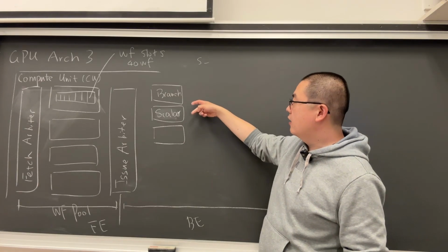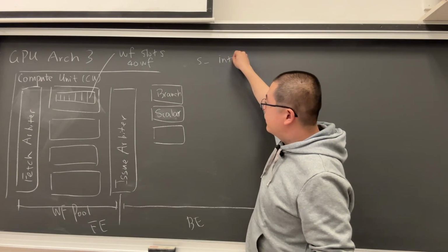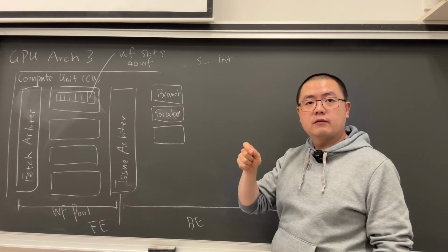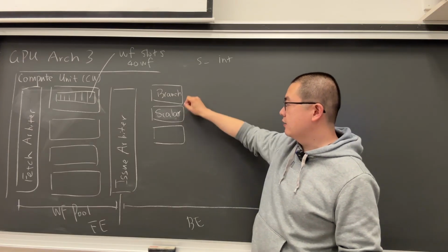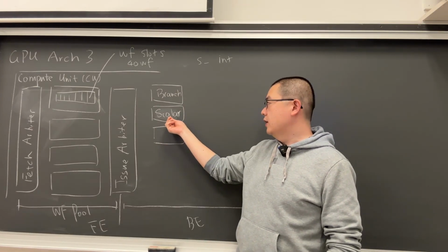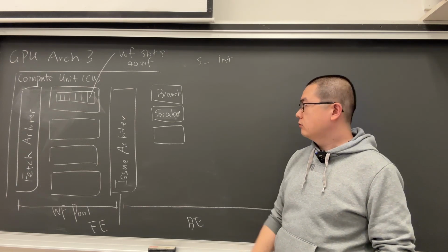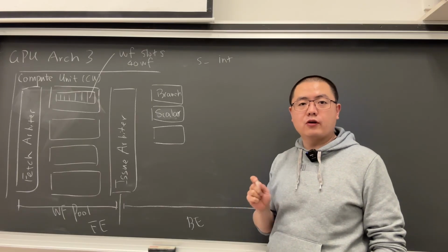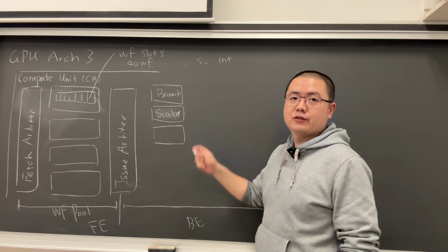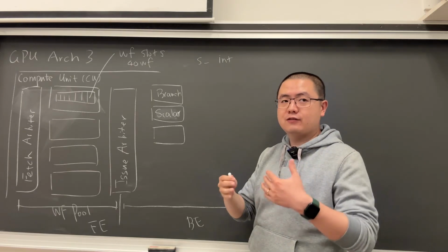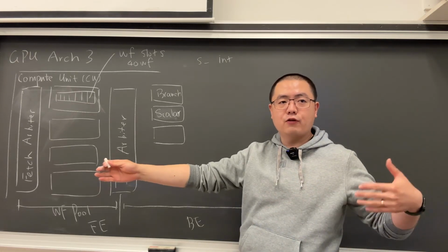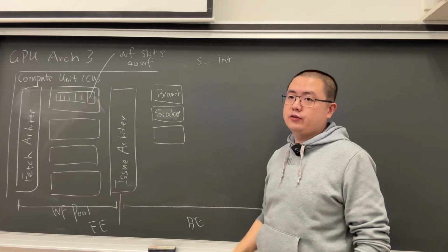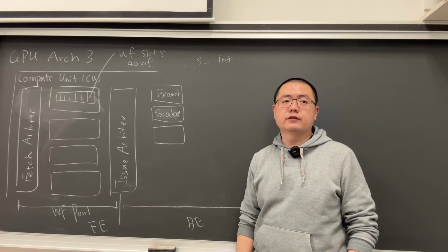They are also both integer operations. Branch is an integer operation that only calculates the PC, and scalar is the same: scalar is integer-only. So if you need to perform some floating point operation, you have to put it into the vector part. Even if you are doing the same operation for all these 64 threads, you have to put it into the vector part, because the scalar units do not have floating point operation units.